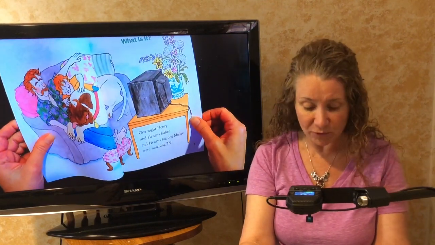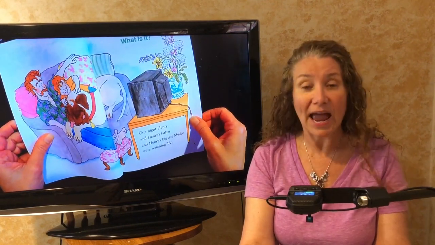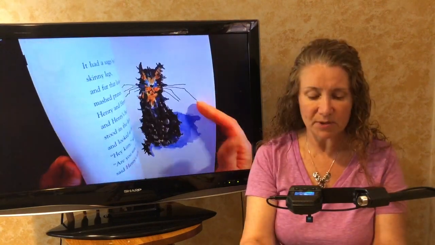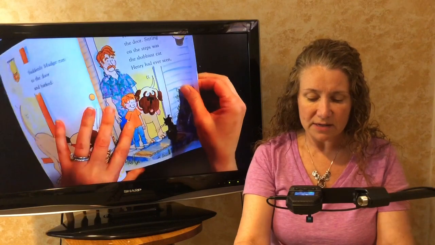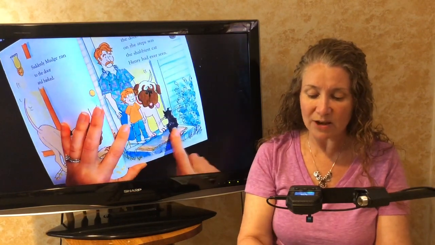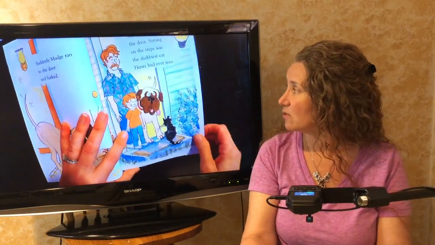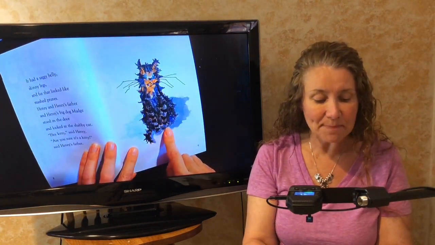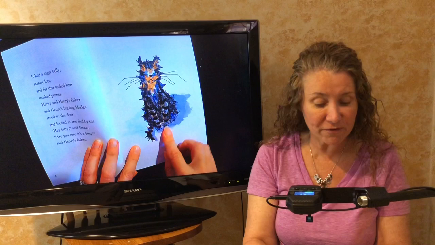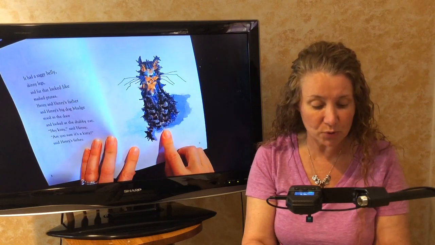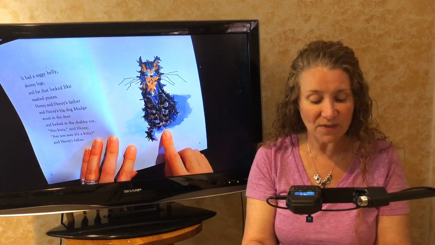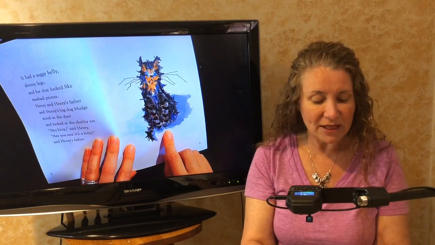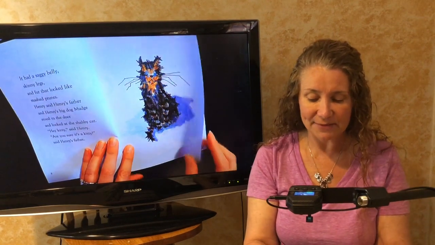One night, Henry and Henry's father and Henry's big dog Mudge were watching TV. Oops, I'm going to skip a little bit. So they ran to the door, and there was the shabbiest cat Henry had ever seen. It had a saggy belly, skinny legs, and fur that looked like mashed prunes. Henry and Henry's father and Henry's big dog Mudge stood in the door and looked at the shabby cat.